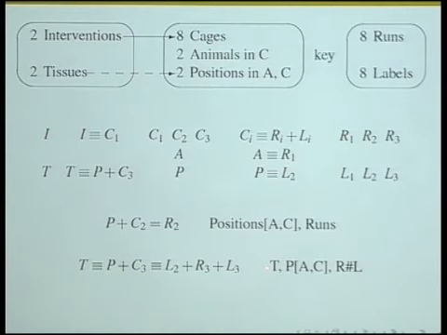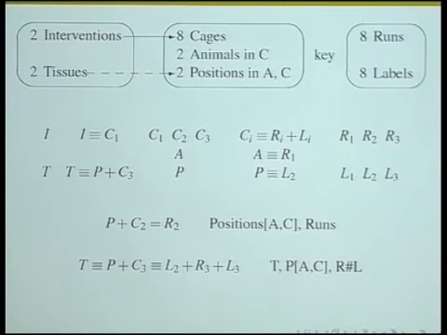We'll have something for tissue differences. We've got the variability for positions within animals and cages, which should be the smallest variability from here. And we've got the variability for interaction of runs and labels, and that should be the smallest variability there.